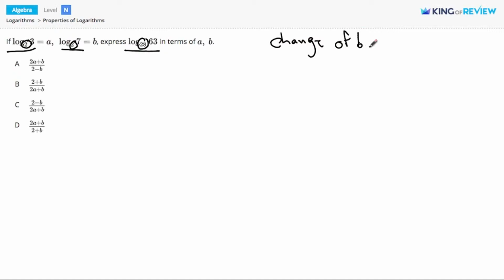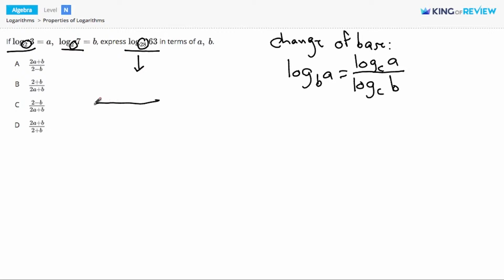And the change of base formula looks like this. If you have the log with some base b of some number a, and you want a log with a different base, let's call it c, then we can write this as a fraction. The log with base c of a over the log with base c of b, the original base. If we apply that to our problem and choose a base of 2, just like a and b, then our log becomes the log base 2 of 63 over the log base 2 of 28, the original base.